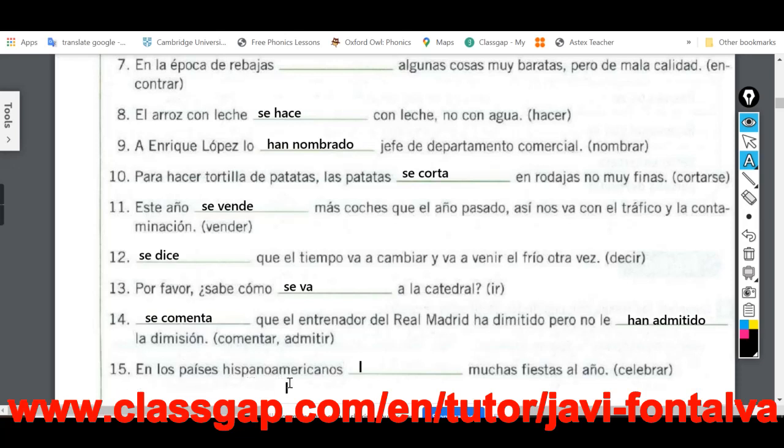En los países hispanoamericanos se celebran muchas fiestas al año. Okay, celebrate. Are you talking about someone specifically? No, you're talking about people in general. So this is impersonal, actually. So it will be "se celebra". Exactly, it is celebrated. In the Hispanic American countries, they celebrate many festivals a year.